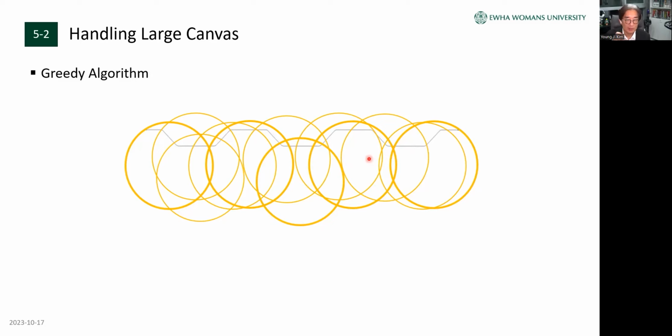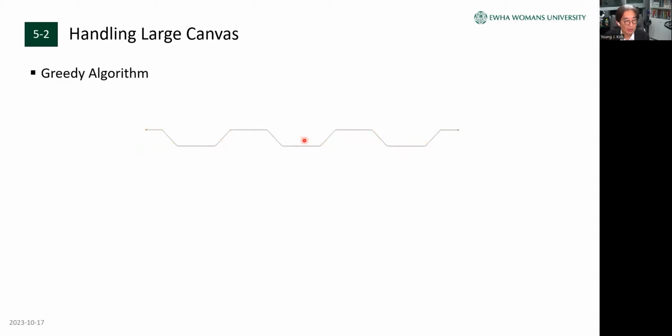Then we need to find a discrete set of these circles to cover this geometry. To solve that, we first randomly sample a set of circles to possibly cover the entire geometry, and then in a greedy fashion, we select some of those.